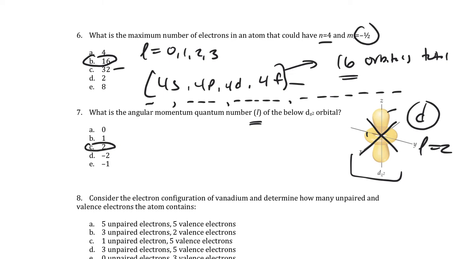Now, sometimes a question could say, well, what's a magnetic quantum number consistent with this orbital? So what could be an m sub l here? Well, the value could be -2, -1, 0, +1, or +2. It could be any of these.